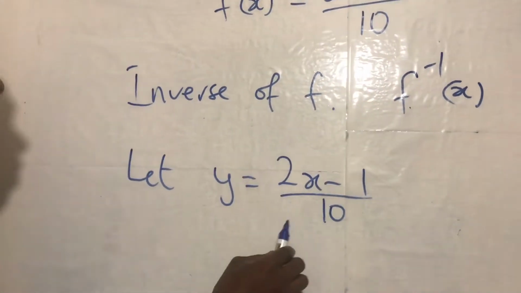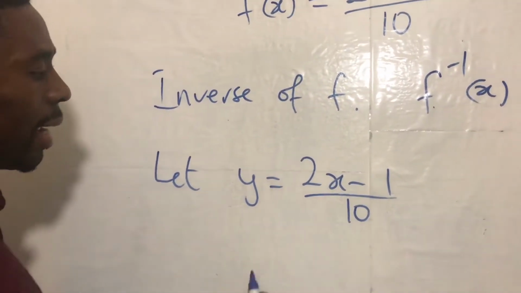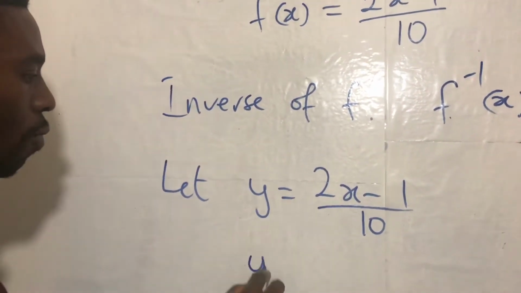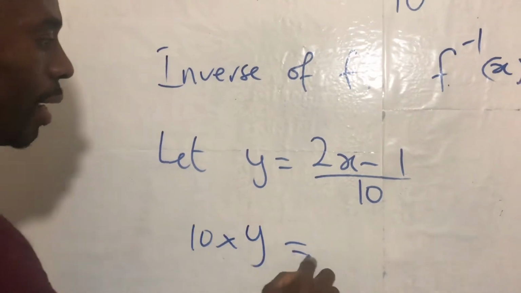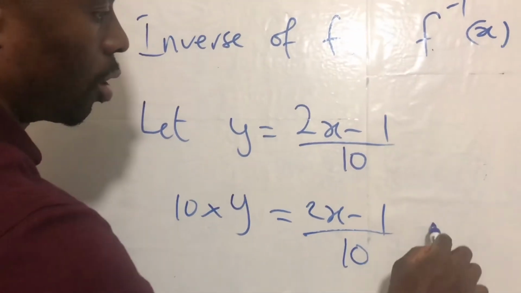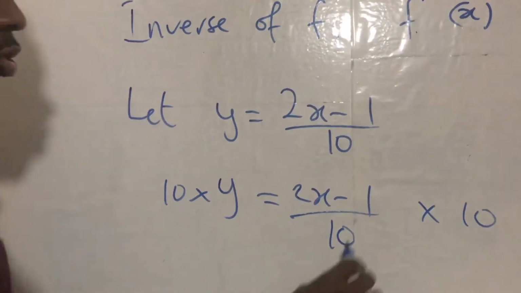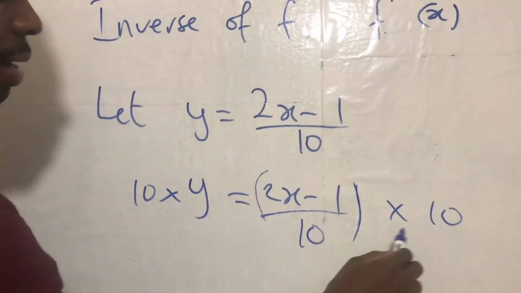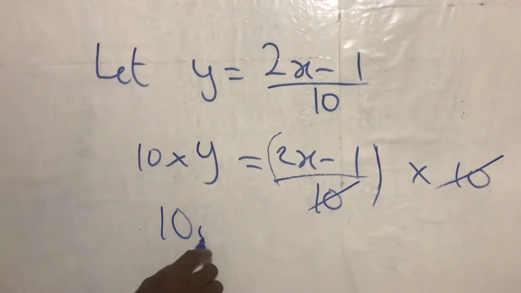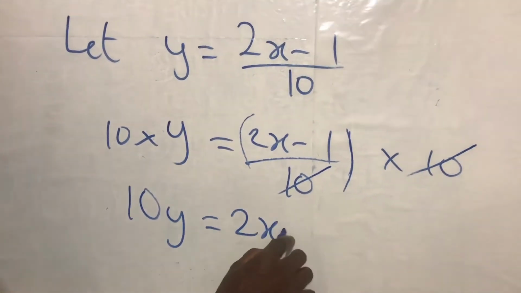So to rearrange this, there's a denominator of 10 here. So we multiply this side by 10 and this side also by 10. So we're going to have y times 10 equals (2x minus 1) over 10 also times 10. So the whole of this is being multiplied by 10, so this 10 and that 10 will cross out. We're left with 10y equals 2x minus 1.